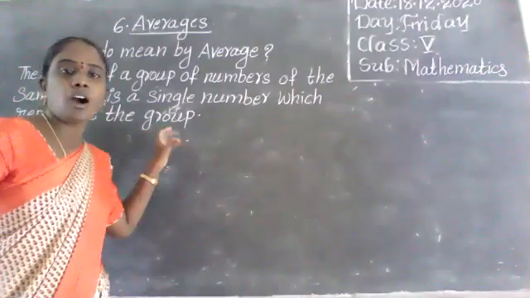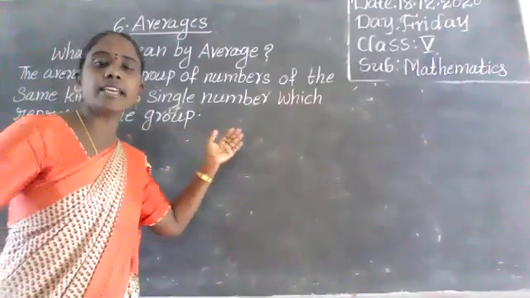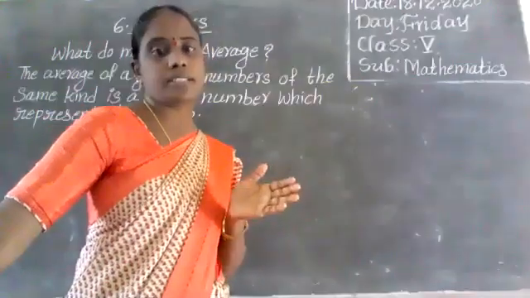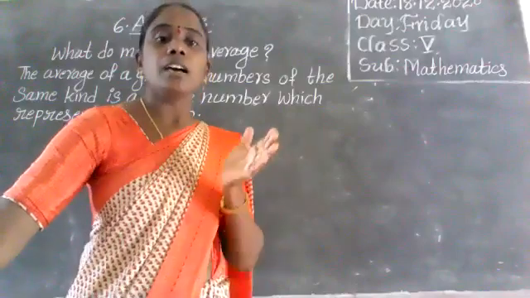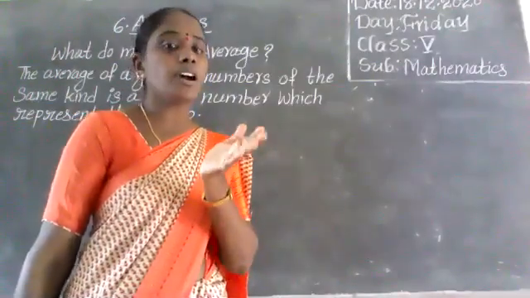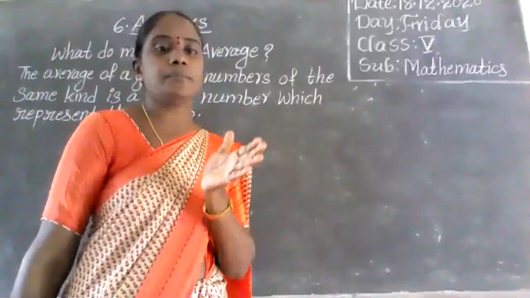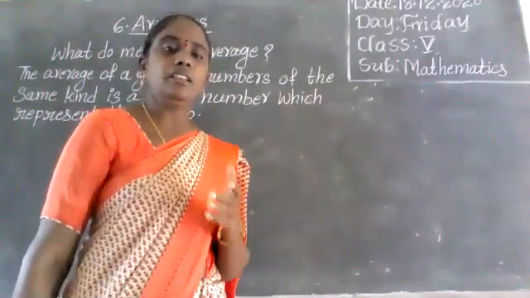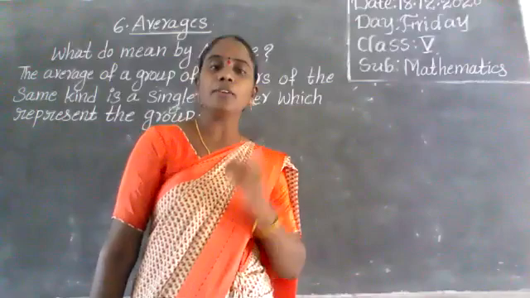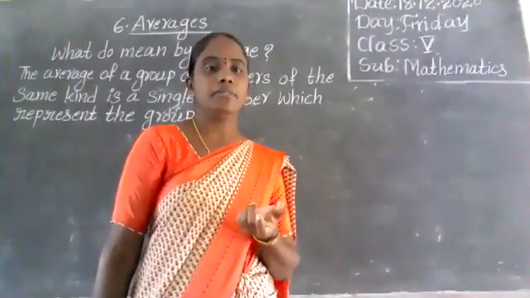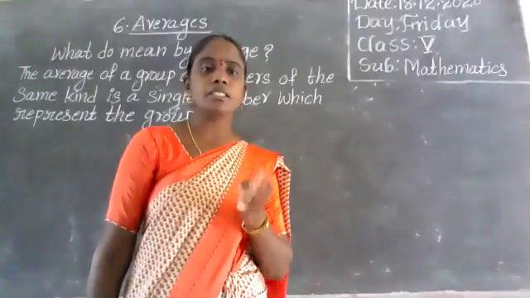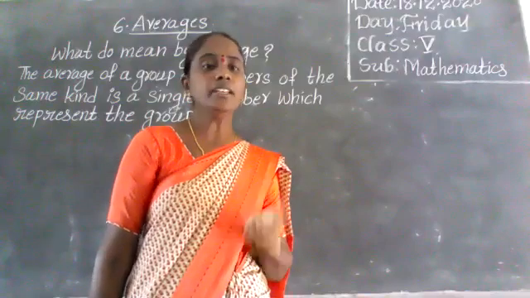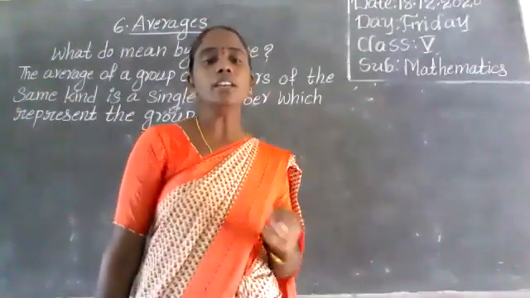Okay? How to find out average? Average is nothing but sum of the numbers by number of numbers. Okay? Sum of the articles, sum of the observations, sum of the objects, sum of the weights. According to the given question, we have to write sum of the objects, things, numbers, articles or observations.